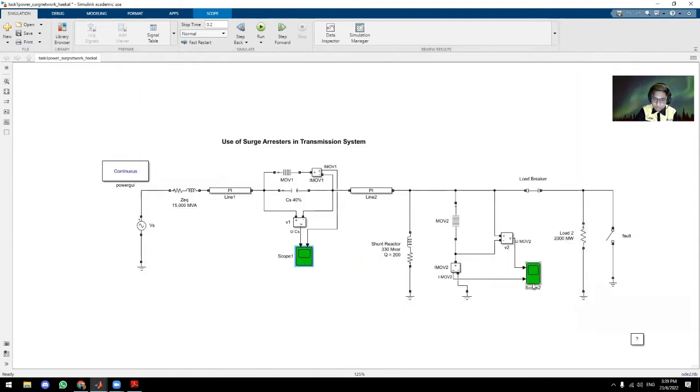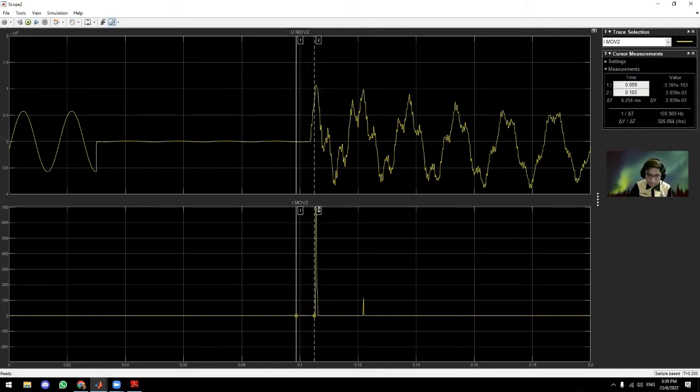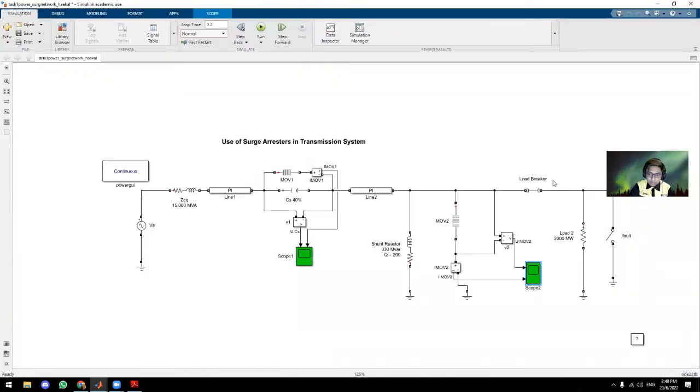So next one is for the scope at the shunt inductor, here in scope 2. This is the graph for the voltage and for the current. As you can see here, the value of the current at the highest peak is at 0.105 time, and we can observe that the voltage waveform becomes unstable. So this is the overvoltage transient through the surge arrestor without fault.